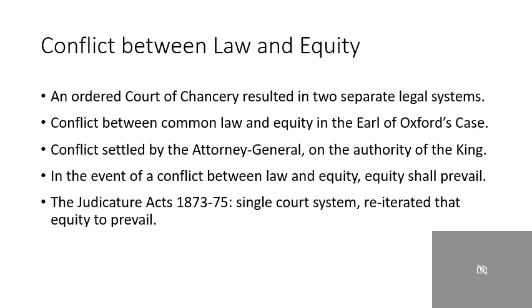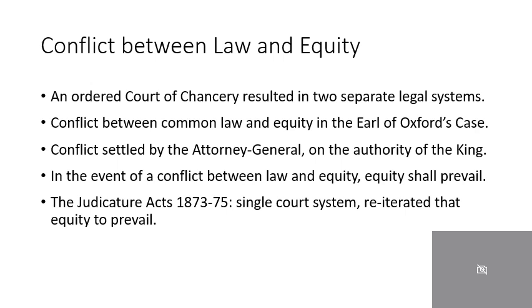And this was then referred to the Attorney General at the time. And the Attorney General, looking at the two cases, the common law court case as well as the appeal to the Court of Chancery, decided that he agreed with the Lord Chancellor, and so he upheld the injunction. And he also declared, and this was on the authority of the king at the time, I think it was James I, that in future, in any conflict between law and equity, equity shall prevail. This was set out in legislation. This was in the Judicature Acts 1873 to 75, which reiterated what the Attorney General said, that in the event of a conflict between law and equity, equity was to prevail.